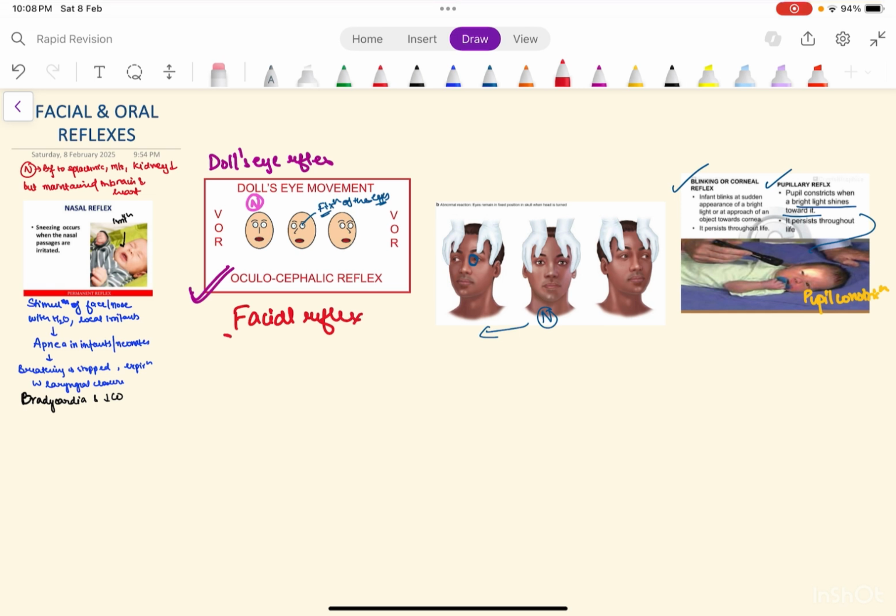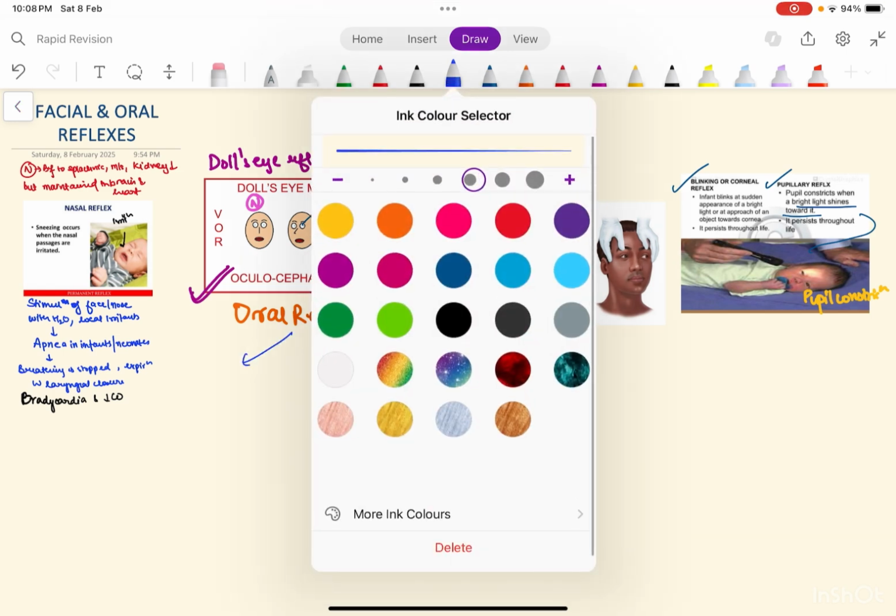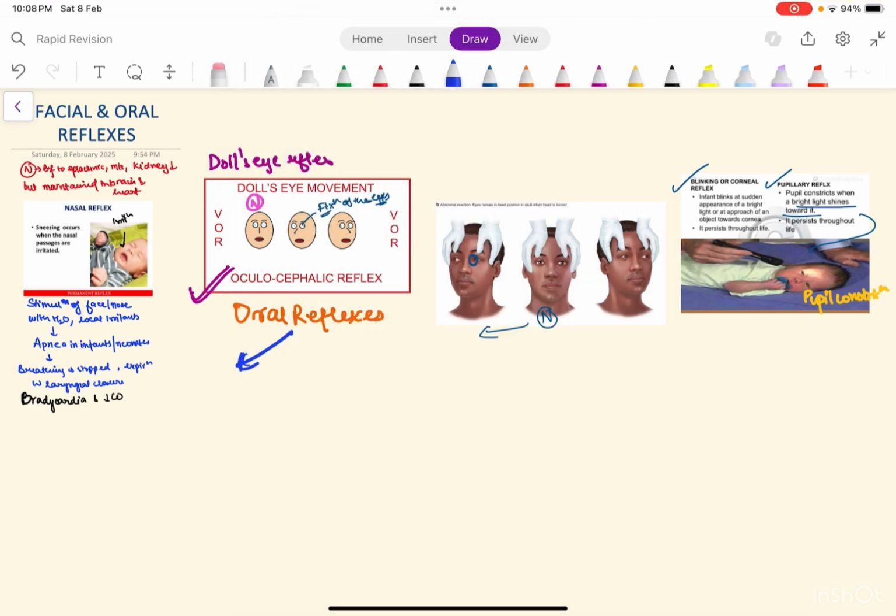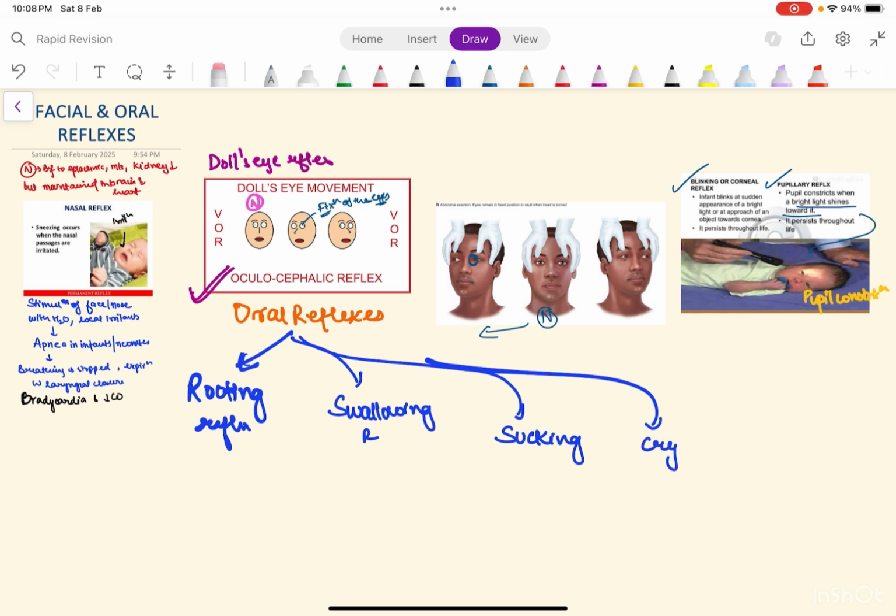Now we will talk about the reflexes which are important from our exam point of view. In oral reflexes you have 5 which you should know by heart. Starting from the first one, which we all know, the rooting reflex. Then we have the swallowing reflex, then the sucking reflex, then the cry reflex, then the gag reflex.